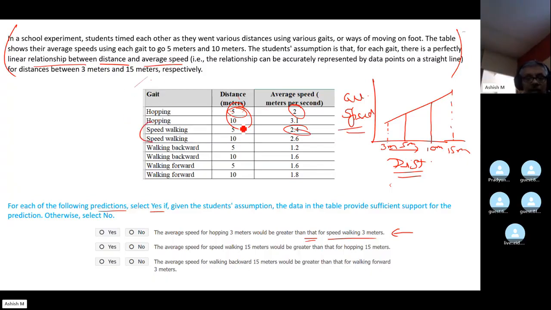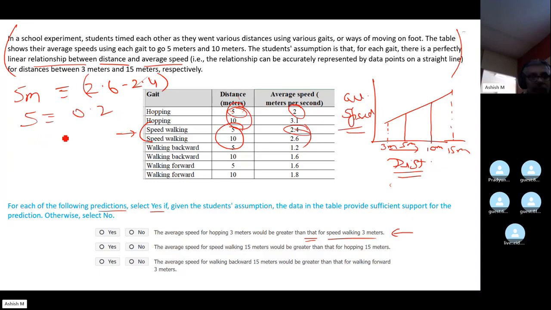Since the relationship is linear, we can find the slope. What will the slope indicate? The increase in average speed per meter. How much is the increase in average speed per meter for speed walking? For a 5 meter increase, from 5 to 10, what is the increase in average speed? 2.6 minus 2.4, so for a 5 meter increase, the increase in average speed is 0.2 meters per second.